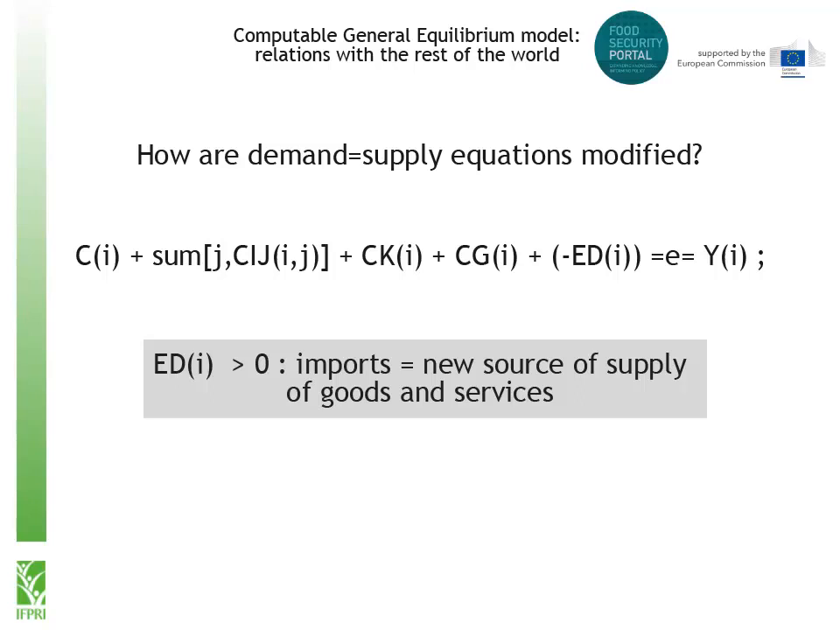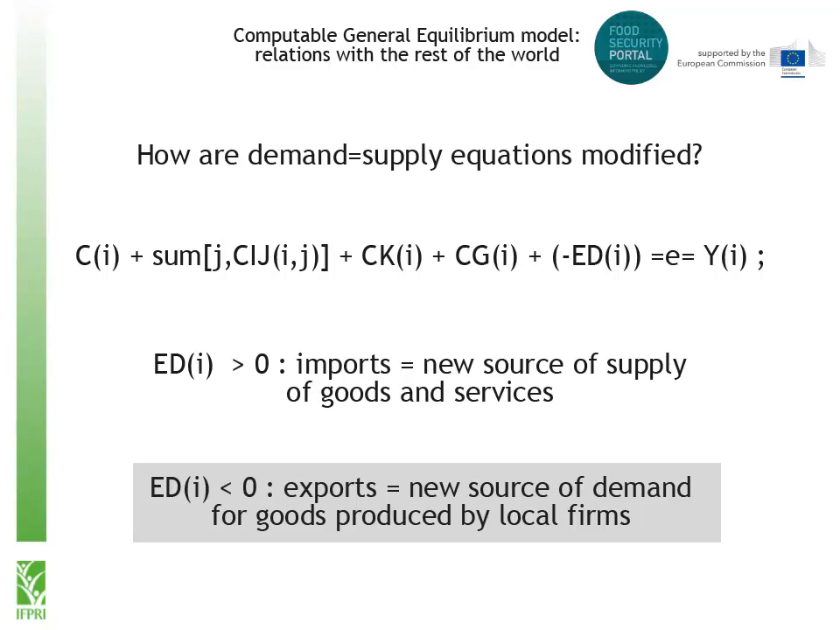And so with ED positive, we have minus ED, which is negative. So you can put minus ED on the right side of the equation if you want to understand it under a traditional configuration. And so on the left side, you have demand by household, by firms, by public administrations. On the right side, you've got two sources of supply: local supply, production, and imports.